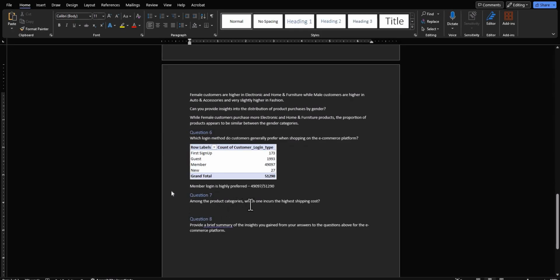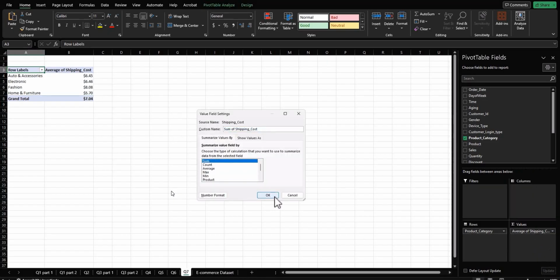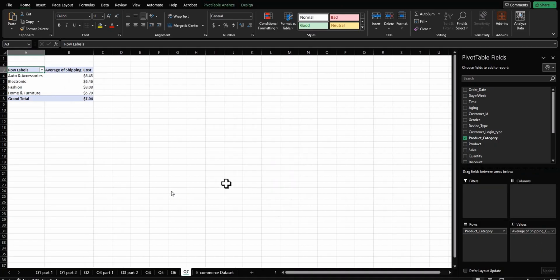Question 7. Among the product categories, which one incurs the highest shipping cost? You can answer this 2 different ways. I added product category down here and then average shipping cost. Here you could do sum of shipping cost, and that would show you that fashion is higher. That is certainly the largest cost there in terms of sum. You could also do average shipping cost. That shows you that fashion is higher per unit.